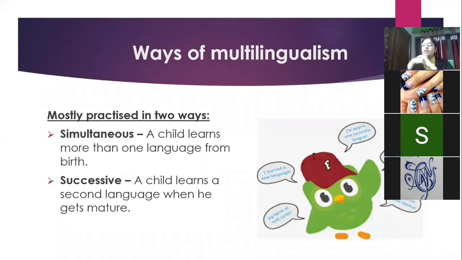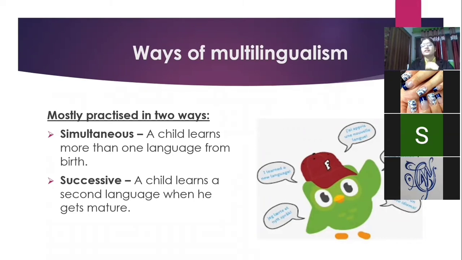So there is no compulsion in acquiring that language. The other one is the successive way. How does a child acquire language in this successive way? When a child already knows one language, he goes to school and is exposed to another language, and there is a compulsion that you have to take one foreign language.